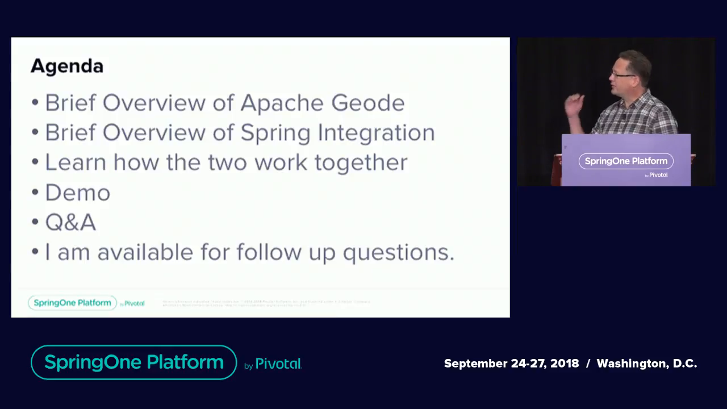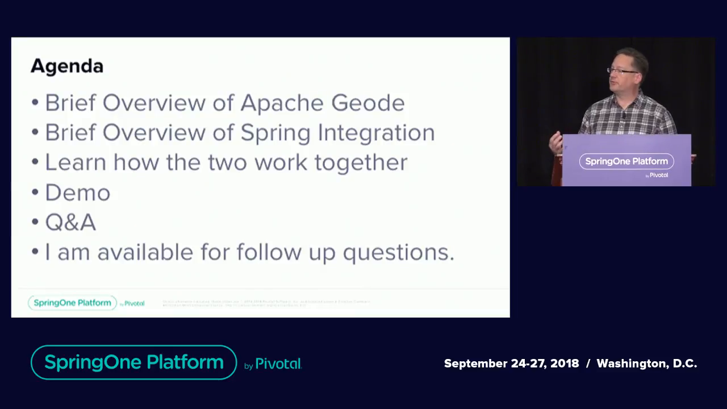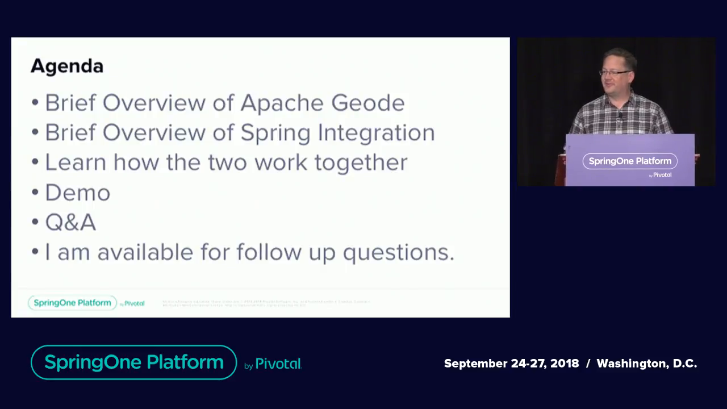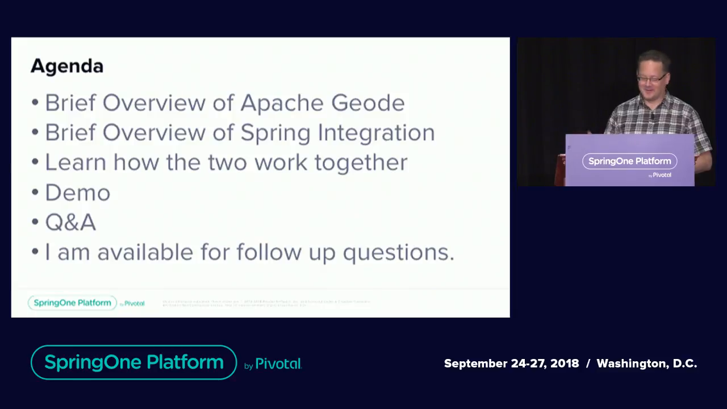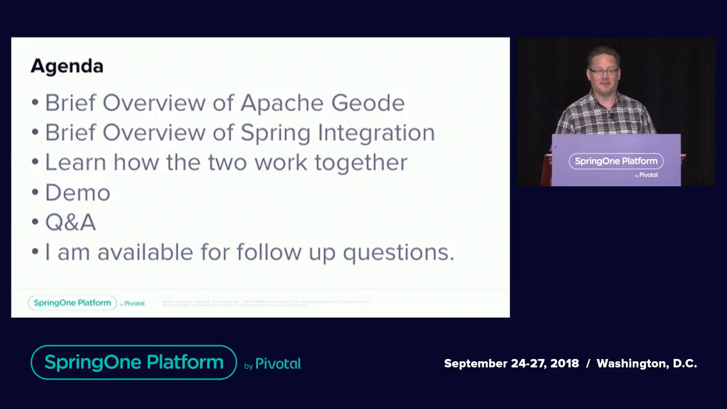All right, I'm going to go through a brief overview of Apache Geode for those that might not know what it is, and also Spring Integration, an overview of both. Then we'll look at how we can integrate those two to give us excellent solutions that work well for both products, getting your caching layer and Spring Integration to work well. Then a little demo, and then we'll see what we have for Q&A. If you have any questions afterwards, find me out there and I'll be happy to answer them.